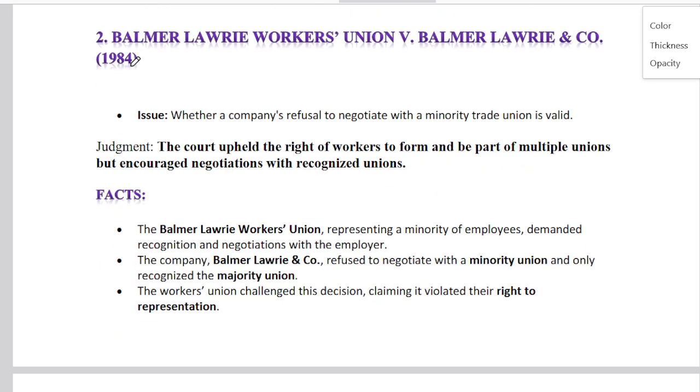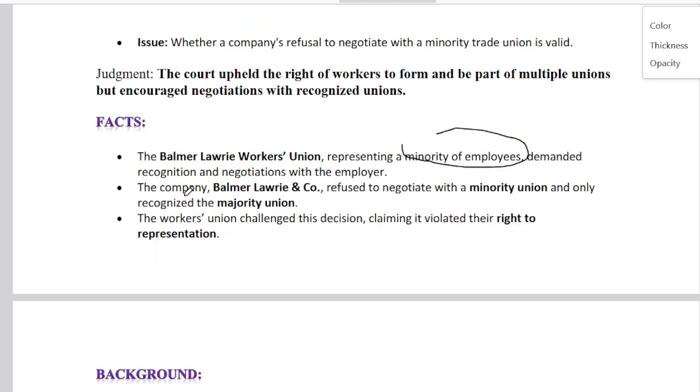The next case is Bharat Bank Workers Union versus Balmer Lawrie and Company, 1984. The issue was whether the company's refusal to negotiate with a minority trade union is valid. The fact of this case is that the Balmer Lawrie Workers Union was representing a minority of employees who demanded recognition and negotiation with the employer. The company, Balmer Lawrie, refused to negotiate with the minority union and only recognized the majority union, right?